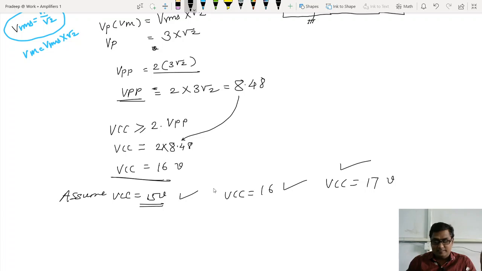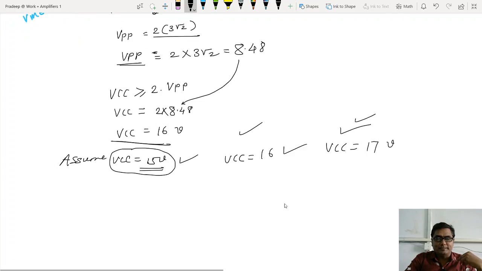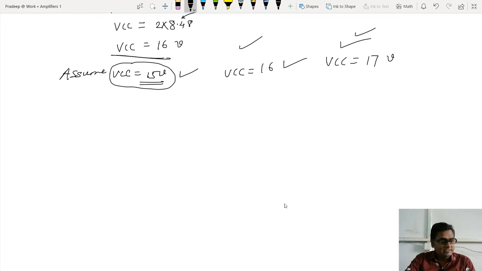That's all. So we can go ahead with this value, is it? I told you, you can go ahead with this or this also, no problem at all. I told you, at the design, you are the designer, it's all on you only. Whatever you decide is the final thing. So now I have decided VCC is equal to 15 volt, I will go with 15 volt. Do one thing, you assume VCC is 16 volt, you go with your values.